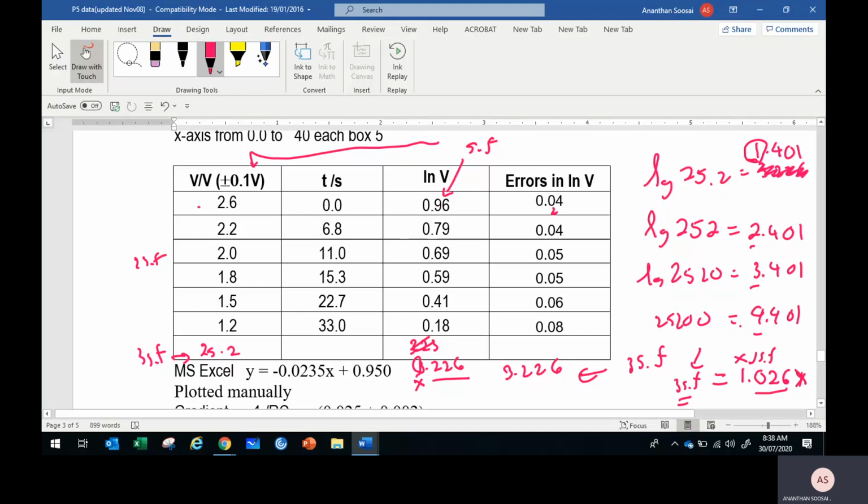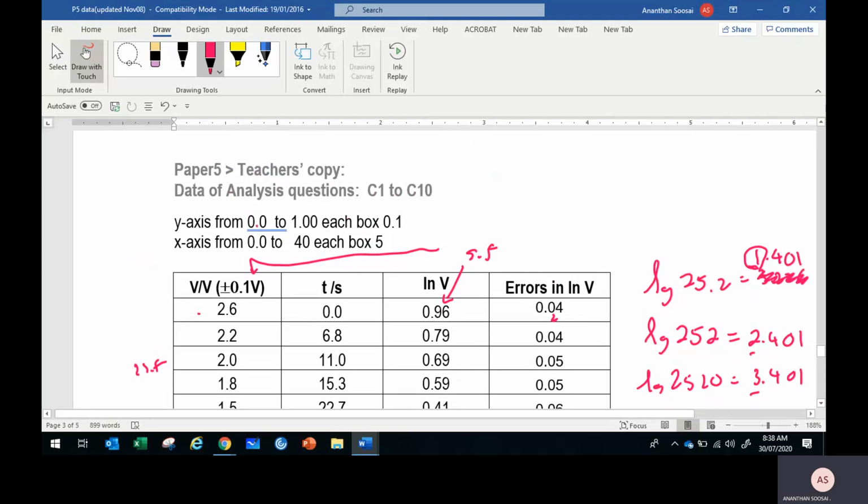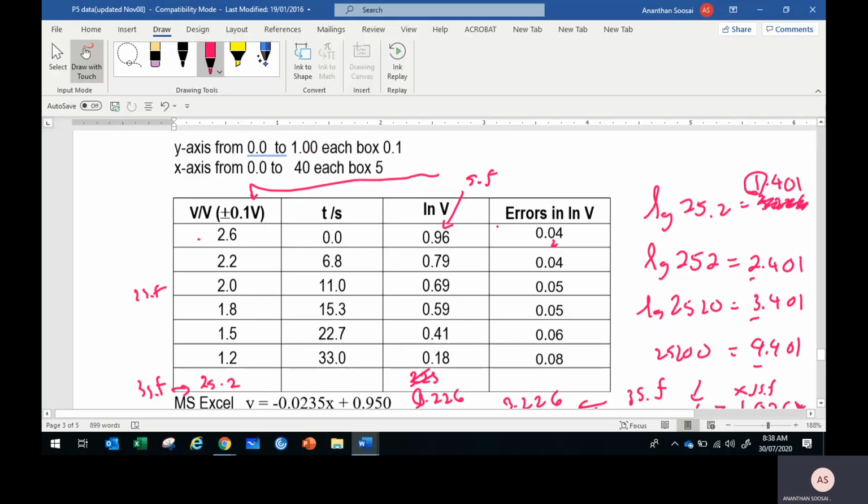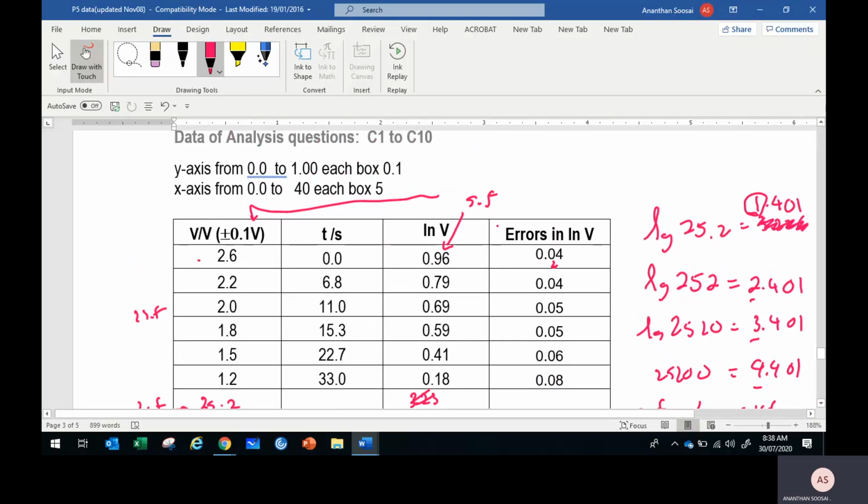Okay, class. For this case, that problem doesn't arise because the front is 0. So you have the data. Any problem with the data? No problem. Come on, plot the graph. The axes you need to choose are as above. The y-axis is 0 to 1, and each box is 0.1.